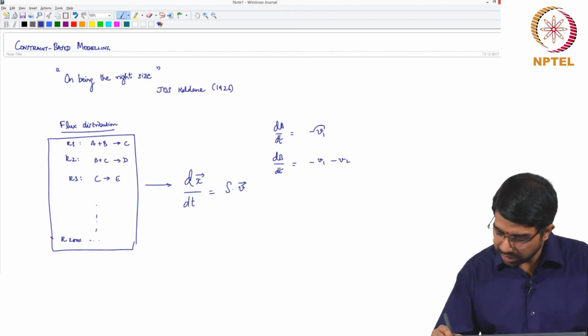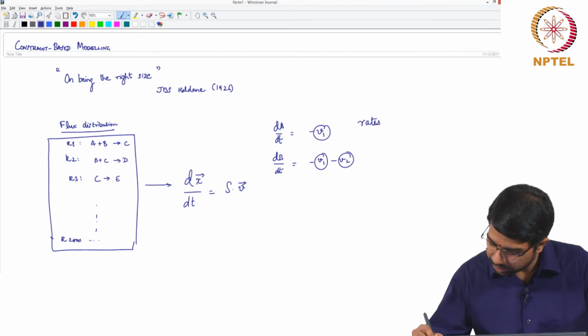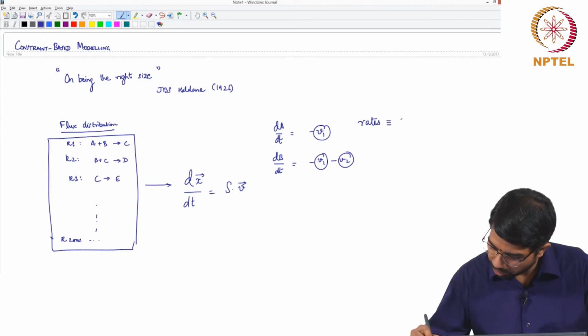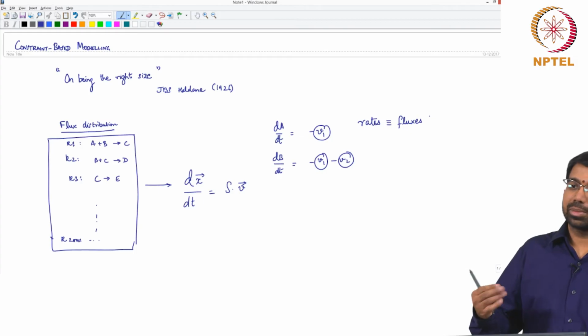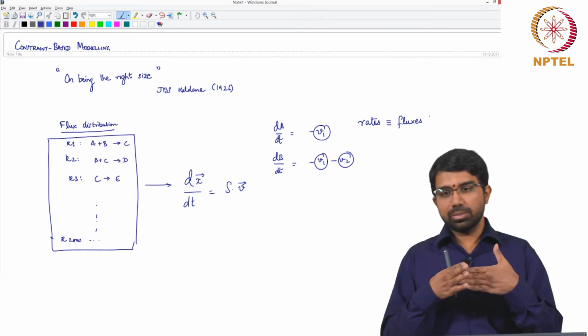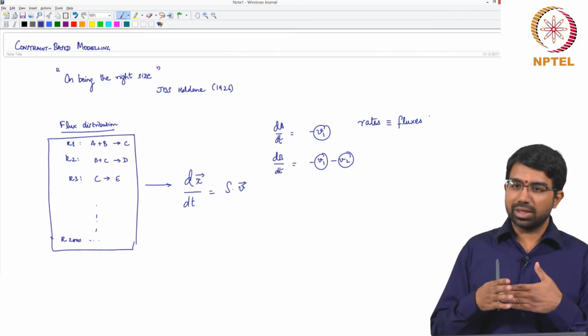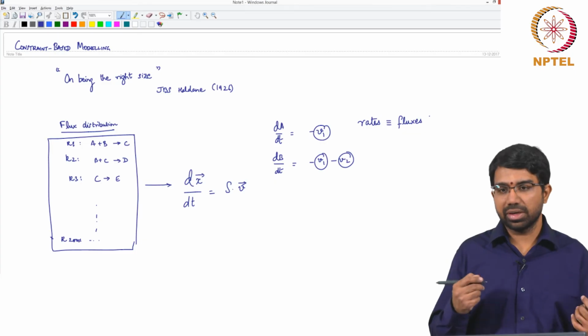So now these are your rates, which we also call fluxes. What is the flux in general? Chemical engineering? Quantity per unit area. A flow per unit area. Here we just drop the unit area. We just talk about flow or rate of any given chemical reaction.